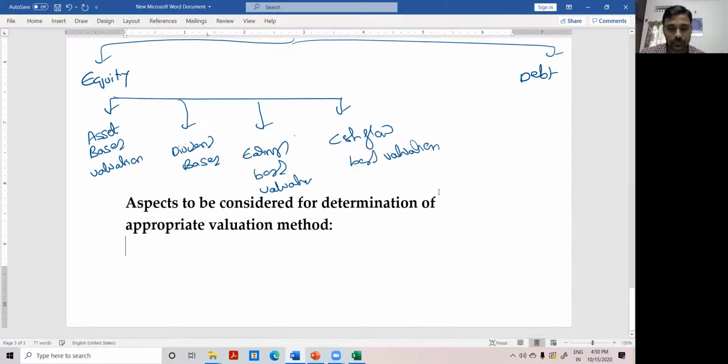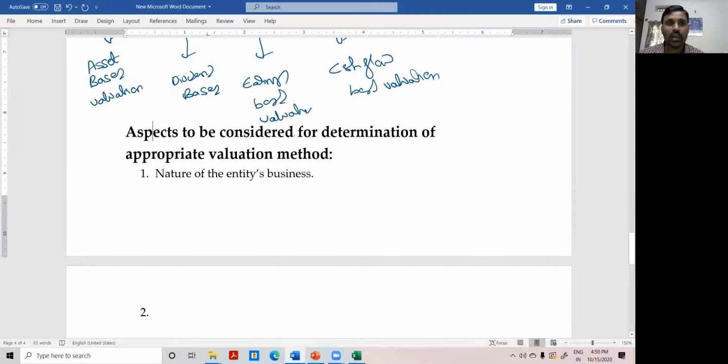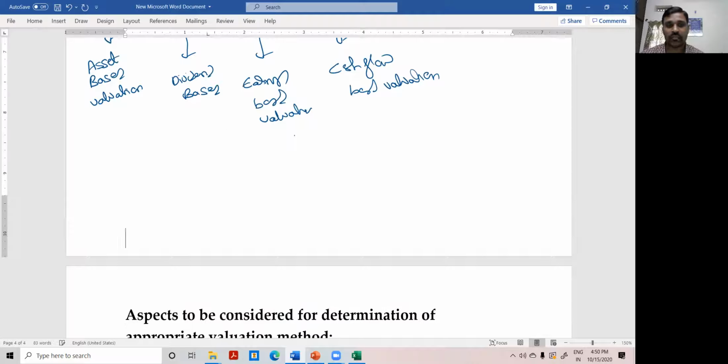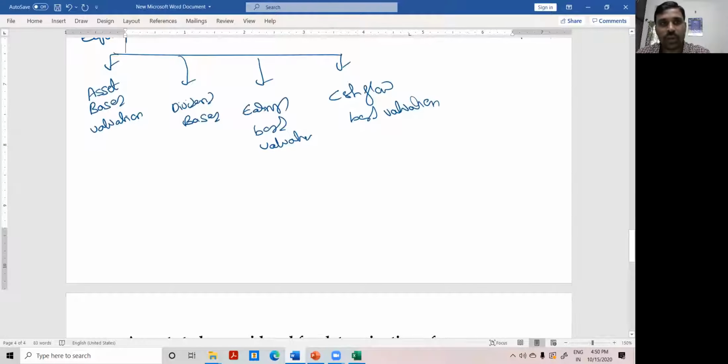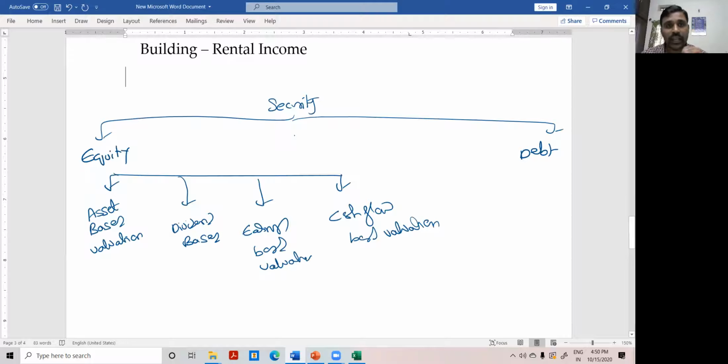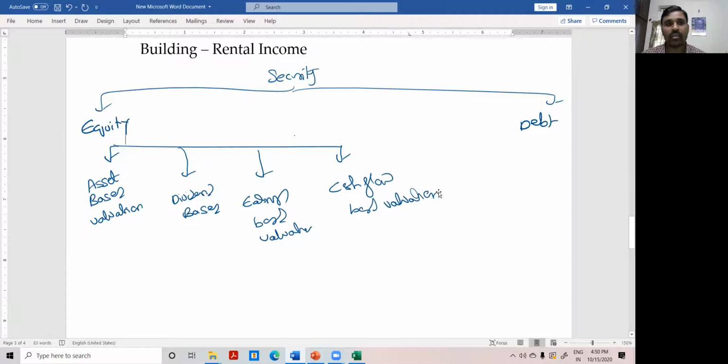First point is the nature of the entity's business. It depends upon the business of the company. We have to select the appropriate valuation method based on it. What is the driver of their income?